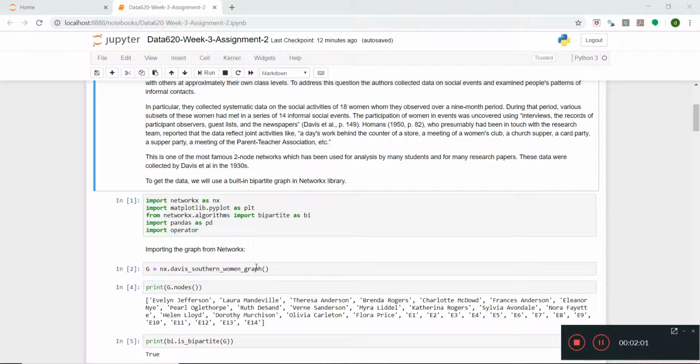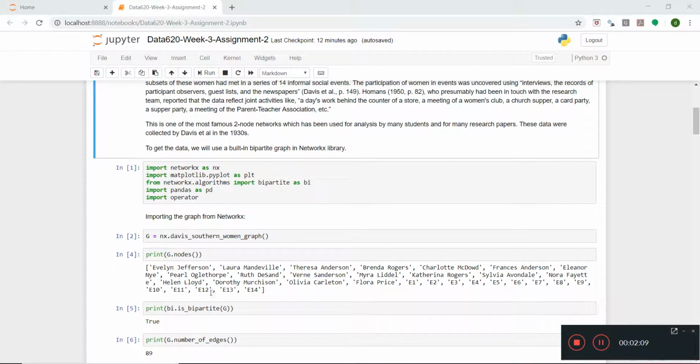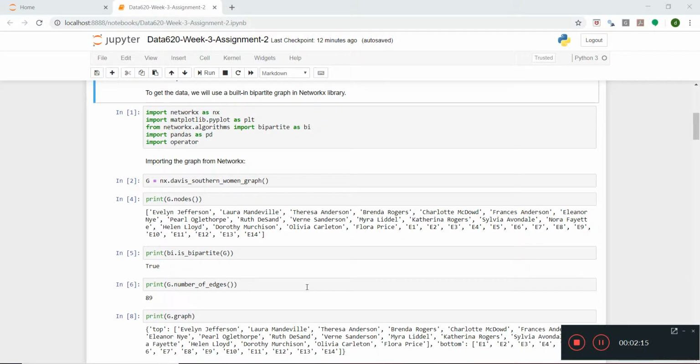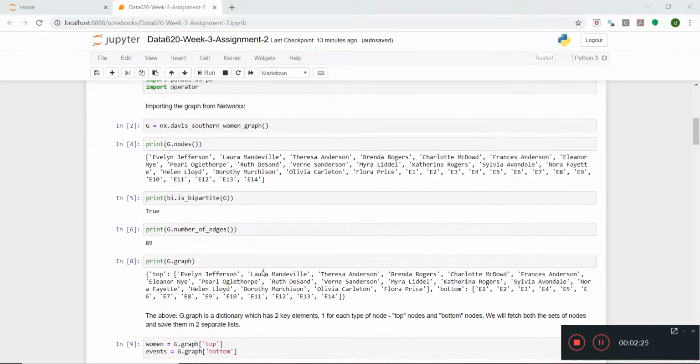Starting the first step, we are importing the graph from NetworkX. And if you see, it's a bipartite graph. That means there are two types of nodes: one is the women and the second is the event names. There is a function that we've used to check whether it's a bipartite graph or not, and it comes out to be true. Then we looked at the number of edges.